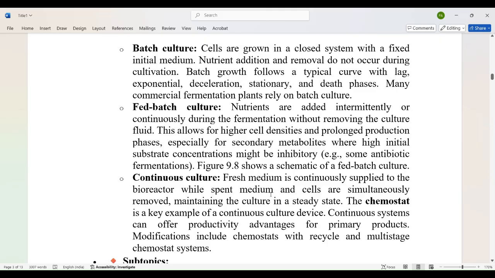Now, for the fed batch culture, there is a little bit of modification compared to the previous one. The difference is that nutrients are added intermittently or continuously during the fermentation without removing the culture fluid. So what we are doing is adding some specific nutrition while growth is already there. We are allowing bacteria to grow and metabolize. After a while, we know the dynamics of the process.